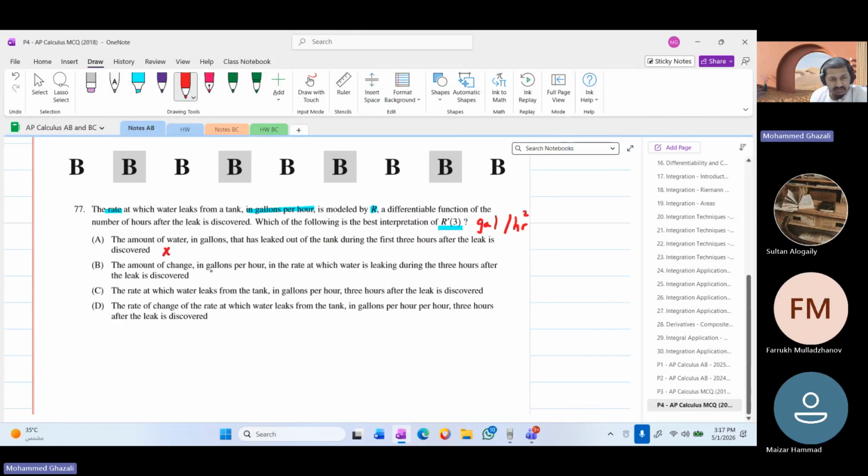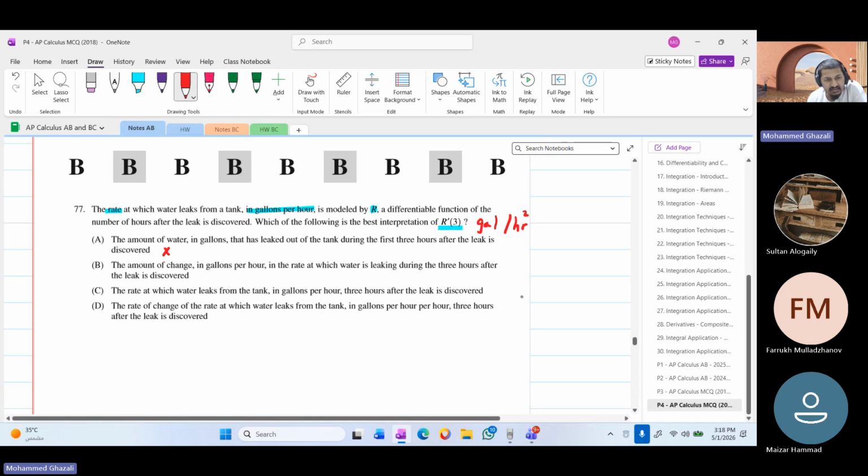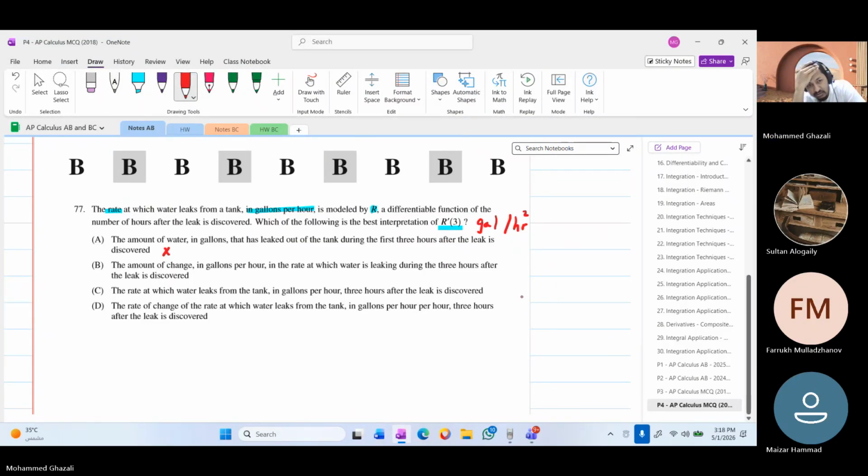That's wrong. The amount of change in gallons per hour in the rate at which the water is leaking during the 3 hours after the leak is discovered. Okay, I'm just going to hold on with that. Little slight confusion. I will explain. The rate at which the water leaks from the tank in gallons per hour 3 hours after the leak is discovered. Could that be it? No, I'm just checking. The rate at which the water leaks from the tank in gallons per hour.